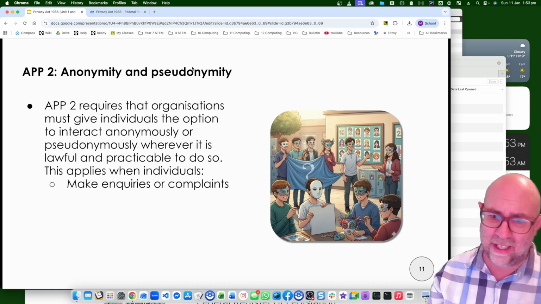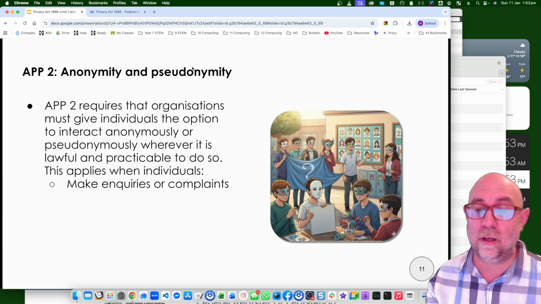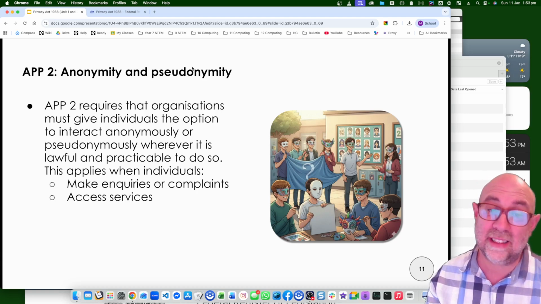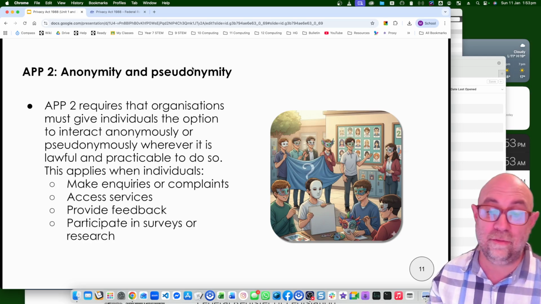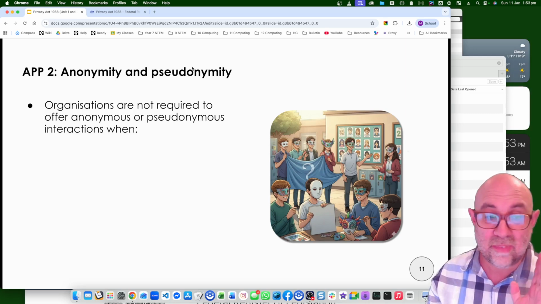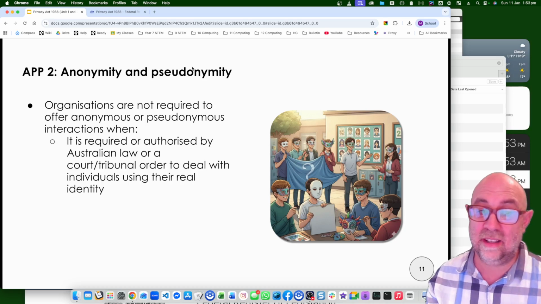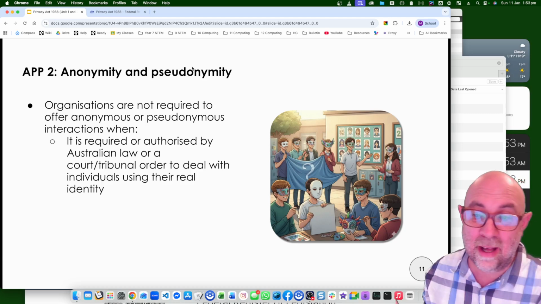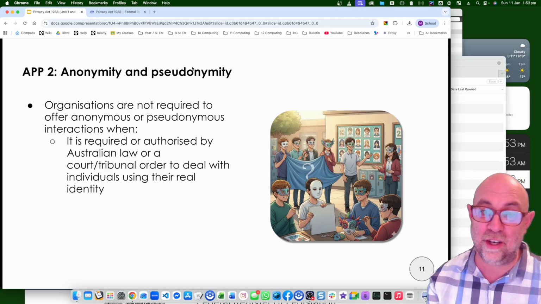Oh, actually, before I get to that, you should be able to make an inquiry or a complaint without telling them who you are. You should be able to access services where possible without telling them who you are, and you should be able to provide feedback and participate in surveys and research. They're not required to do this when they're required to do it by law. So this law doesn't count when some other law says they have to find out who it is.